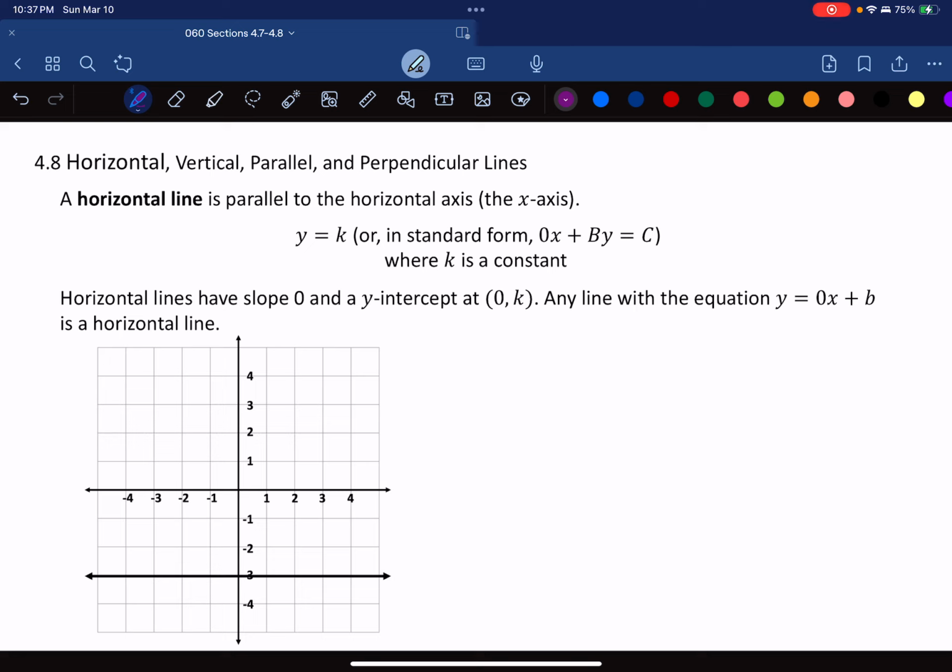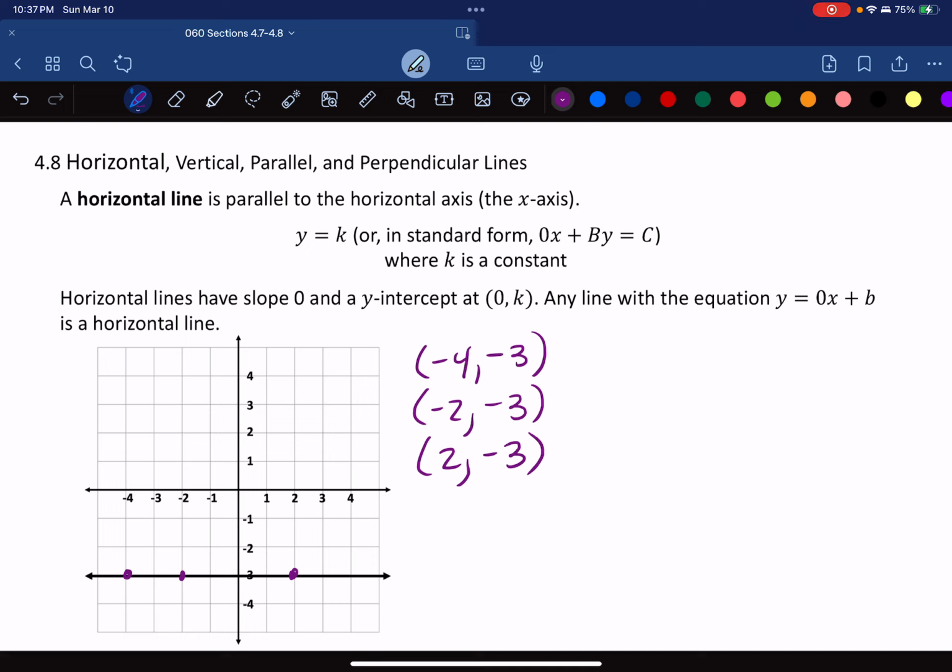So let's think about this graph we have here. In this graph, we can pull out some points. I'm going to pull out some random points here. Let's pull out 3 of them. Got 3 points. These points are (-4, -3), (-2, -3), (2, -3). Now, as I wrote those points out, you may have noticed something. For all 3 points, the y value is -3.